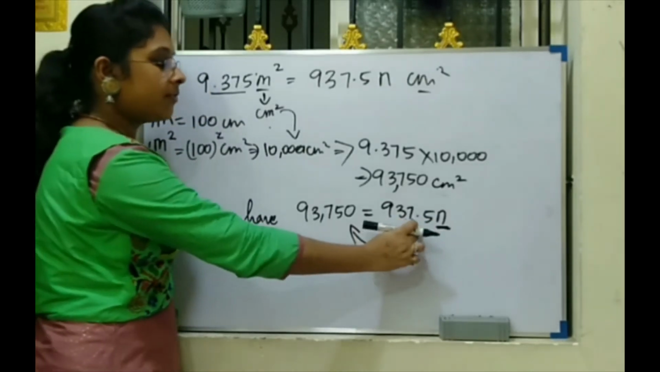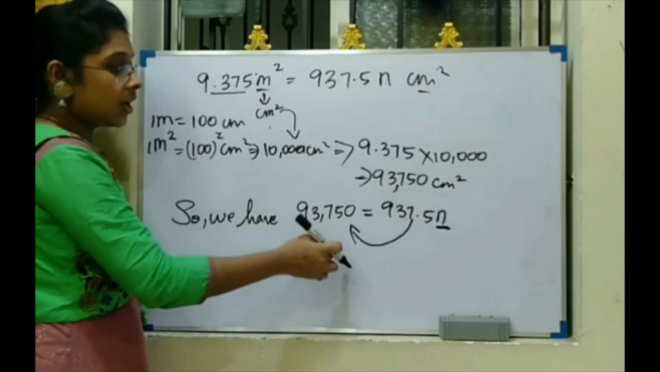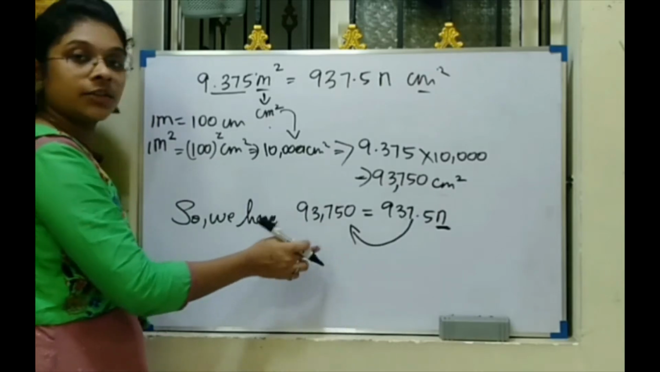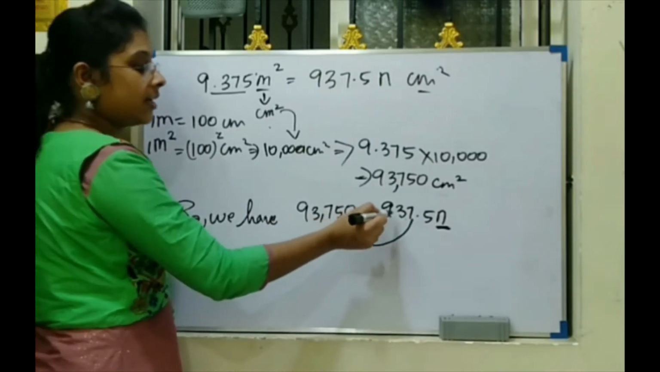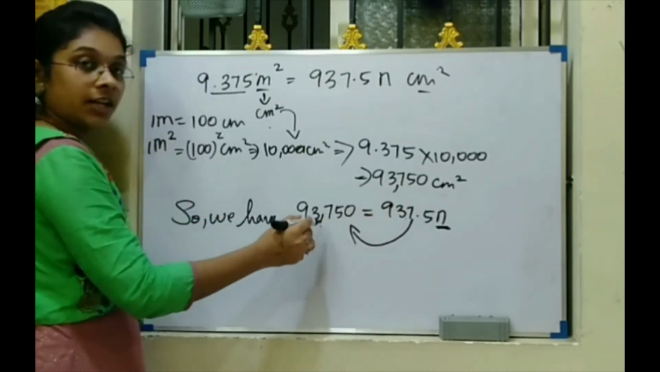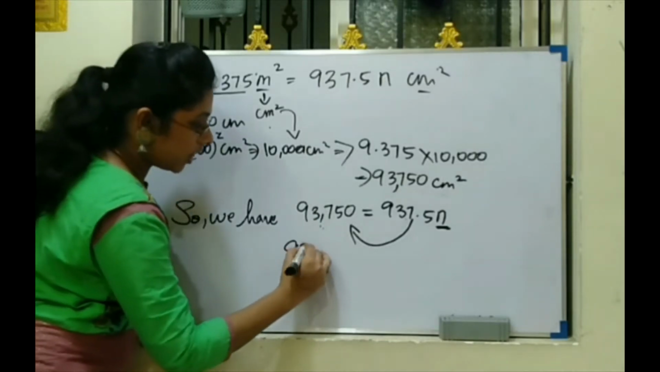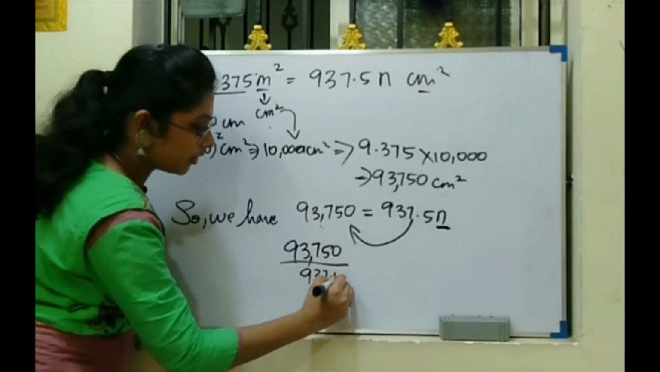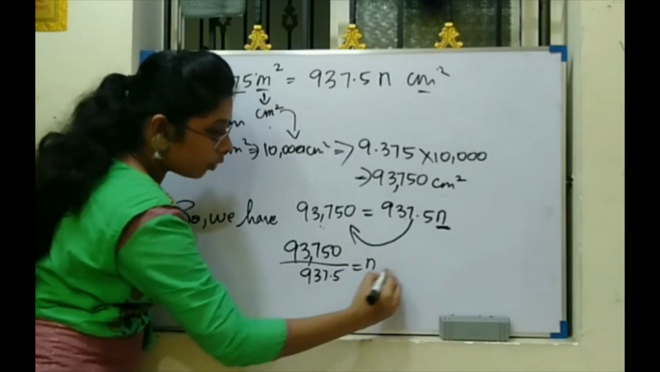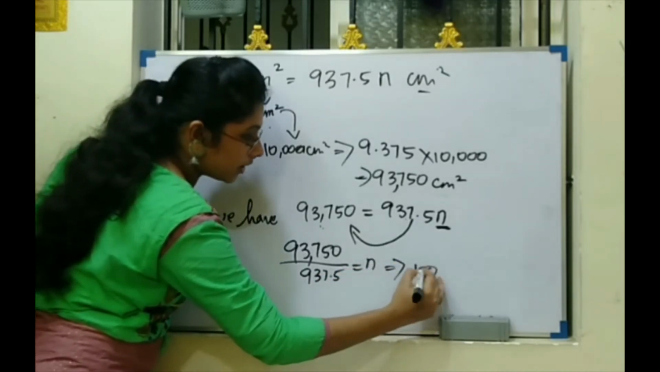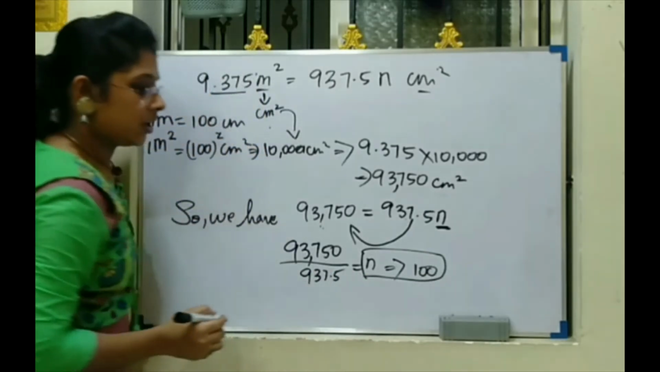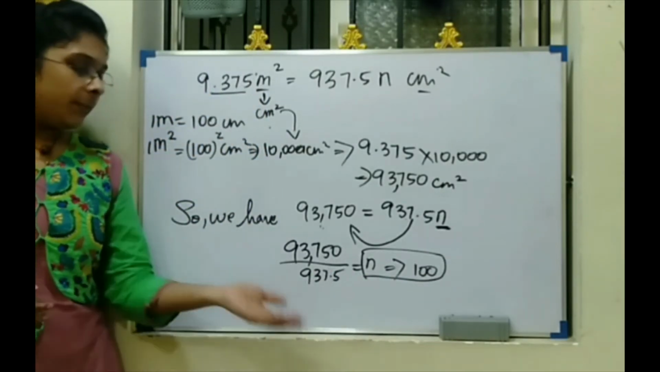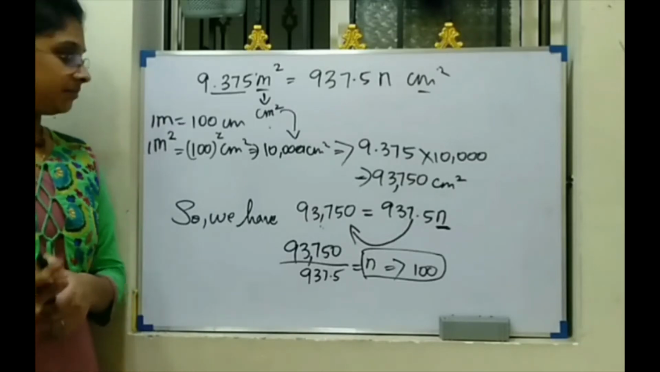While moving the value from RHS to LHS, how will it come? If it is in multiplication, when it comes here, it will be in the division form. So it is in the numerator; when it comes here, it will be in the denominator. So 93,750 divided by 937.5 is equal to n. Therefore, n is equal to 100. Therefore, 100 bricks can be painted out of the paint of the container.